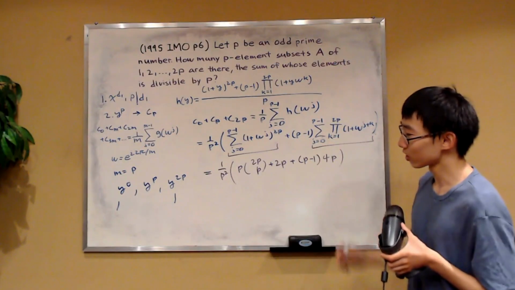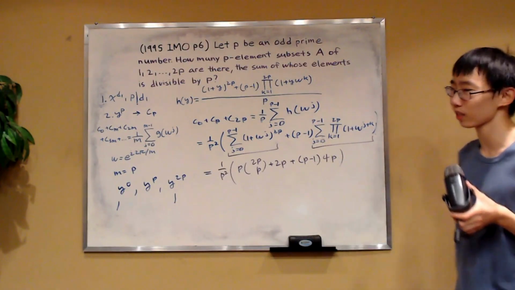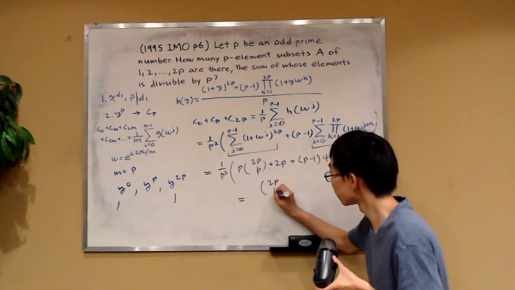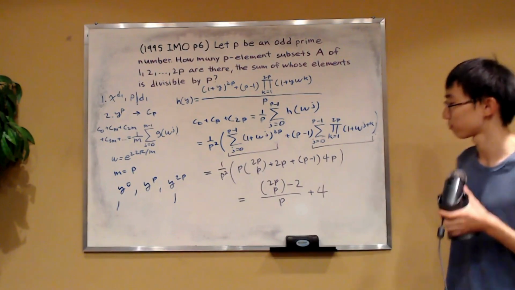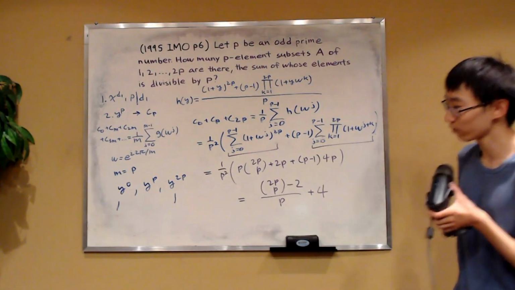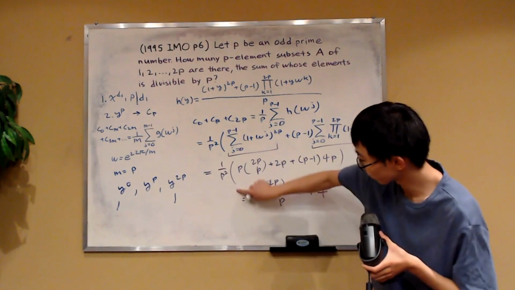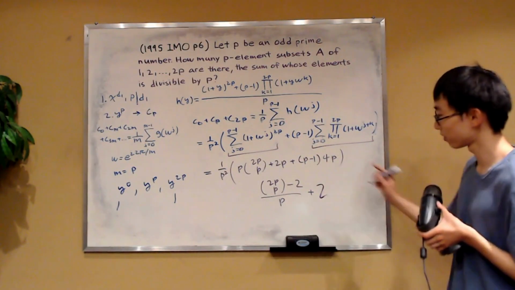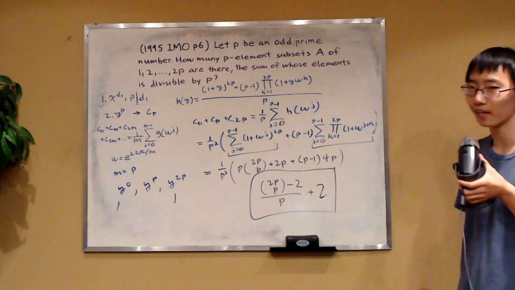So we just need to distribute this 1 over p squared in, and then we just need to simplify the entire expression. I'm going to skip the simplification. This will be equal to 2p choose p minus 2 over p, and then plus 4. Now, this is the number we are looking for. But remember, you have to subtract these two cases that are not valid. So subtracting 2 from this, well, it would be no longer equal to any of this anymore. But subtracting 2, you would get this as our answer. So this entire expression is our answer to the IMO problem.